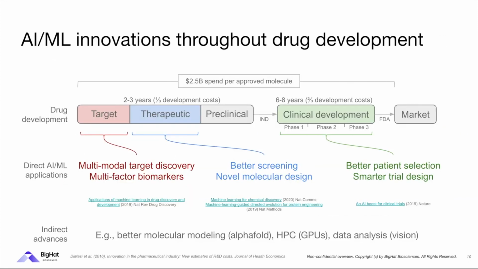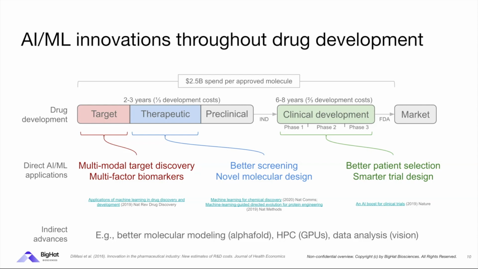With that introduction to AI/ML methods under our belt, we can start to really ask, where are these innovations occurring in drug development, and where are some of their key applications? And at the top of this figure, you can really see the breakdown of drug development from target discovery through creating the therapeutic modality to preclinical, clinical development, and ultimately landing in the market.